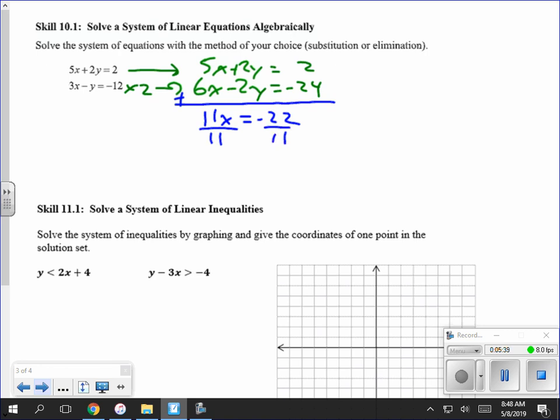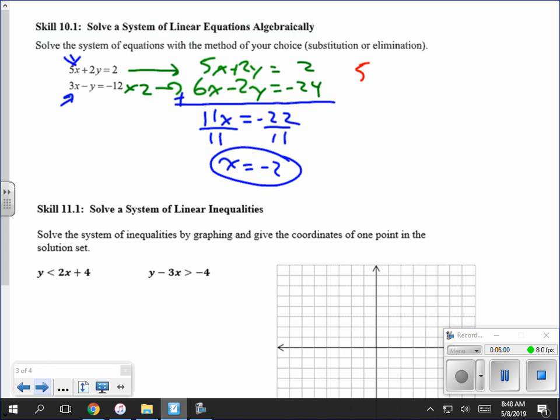Divide both sides by 11. X equals negative 2. Now I know what x is. I still have to find my y. So I take that negative 2, and I can either put it here or here, either one. I'm going to go ahead and put it in the top one.